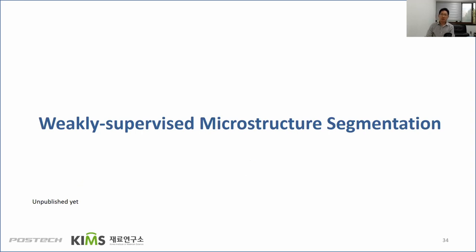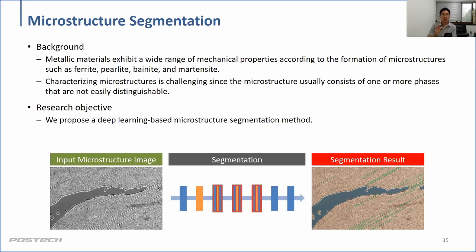It's weakly supervised microstructure segmentation. What I mean by that, I'm going to explain in the following slide. The background is that metallic materials exhibit a wide range of mechanical, thermal or other properties according to the formation of microstructures and their phase, whether it's ferrite, pearlite, bainite, martensite, whatever. But the problem is that this is just an image. If you are trained and educated, say you have a PhD in material science and engineering, or you have more than 10 or 20 years of experience, probably you can tell.